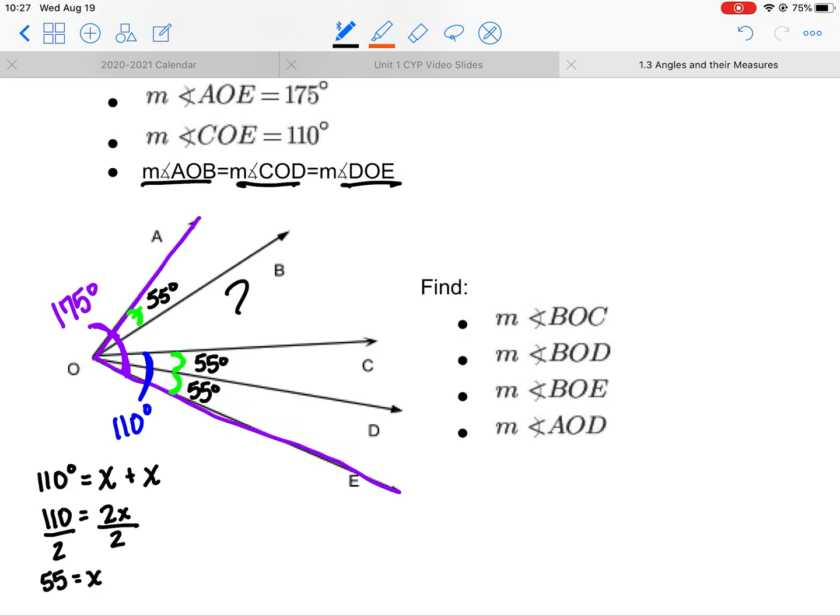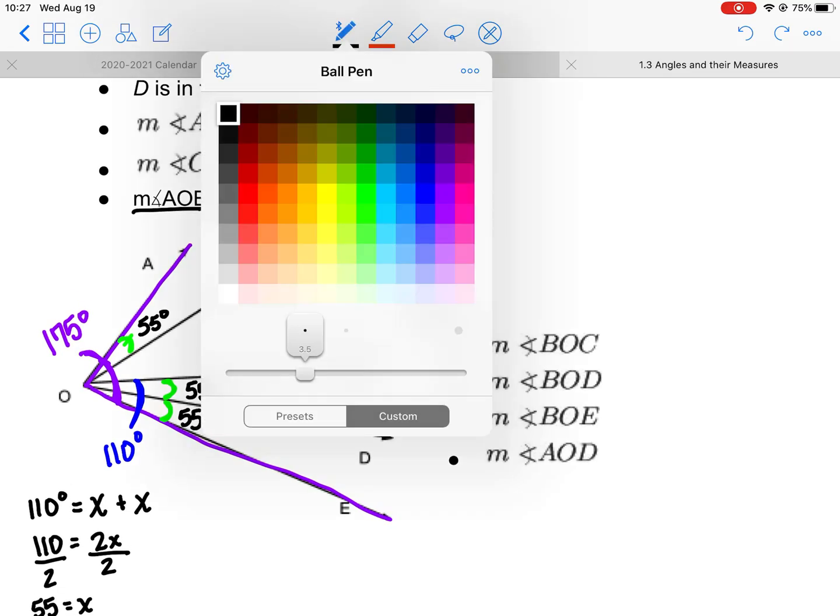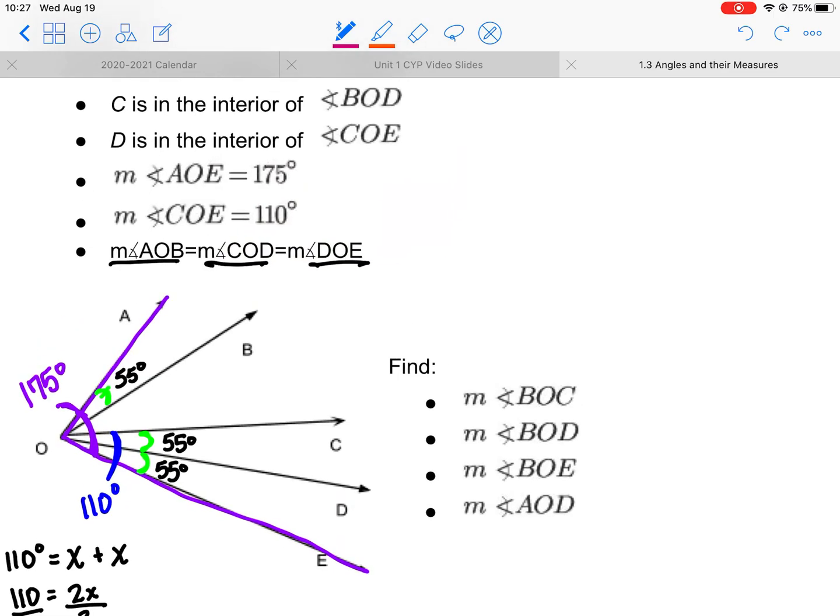The first thing it wants me to find is BOC. So to find BOC, I'm going to use the fact that the entire angle is 175 degrees. So I'm going to say 175 degrees, and that goes all the way across the angle. It's the one that was here in purple. And that's going to be the sum of all of the parts. So let's call this Y since we already used X. So that's going to be 55 plus Y plus 55 plus 55.